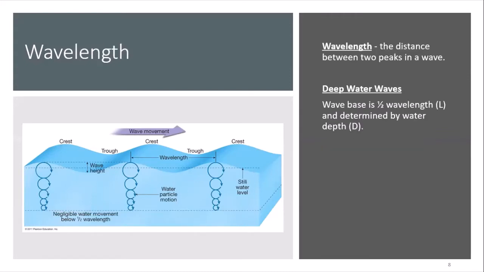Wavelength. Wavelength is the distance between two peaks in a wave. For a deep water wave, the wave base is 1/2 the wavelength and is determined by the water depth. For example, for a given deep water wave with a wavelength of 5 meters, using the following formula, where D is greater than 1/2 wavelength, D representing depth of the wave base. If you were to plug in this formula, you would calculate that the wave base for this specific wave is 2.5 meters.